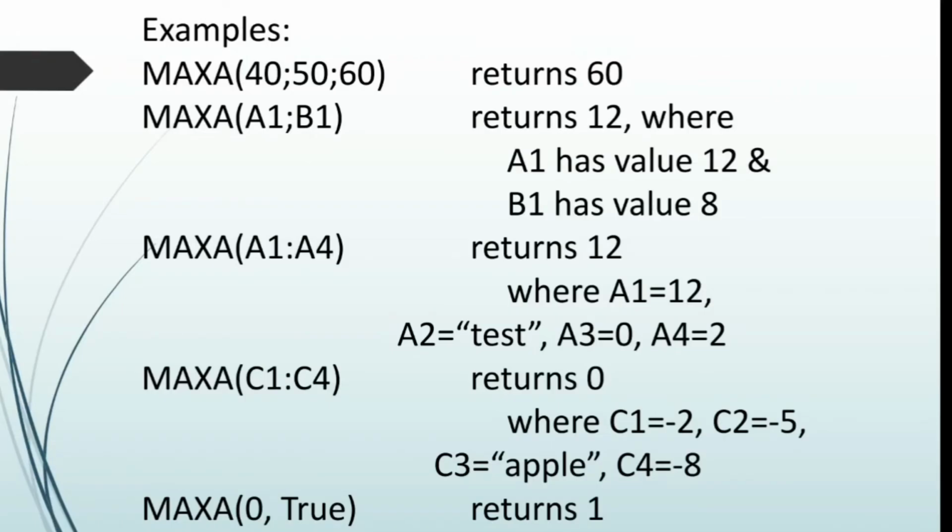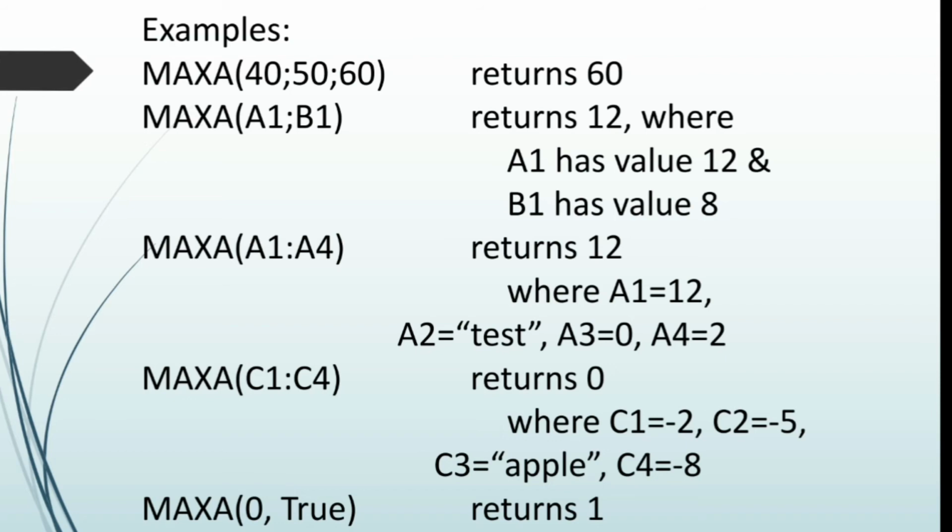MaxA range C1 to C4 would return the value 0, where C1 has the value -2, C2 has the value -5, C3 has the value apple and C4 has the value -8. Out of these values, when apple is converted to a numerical value, it is 0. So this 0 is greater than the other negative numbers.